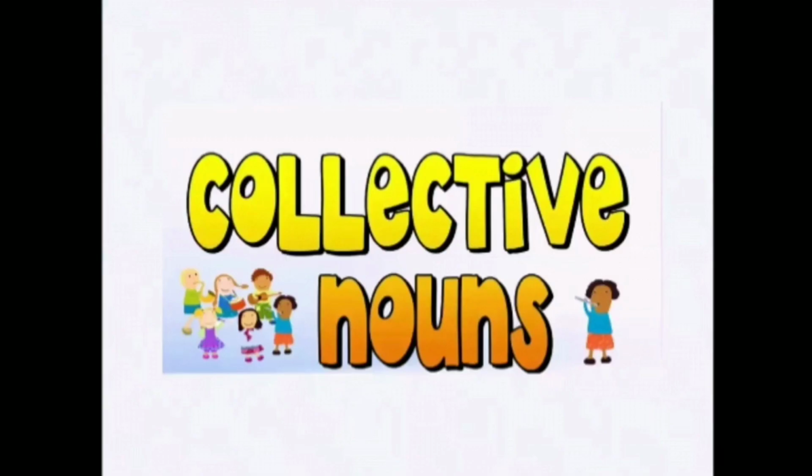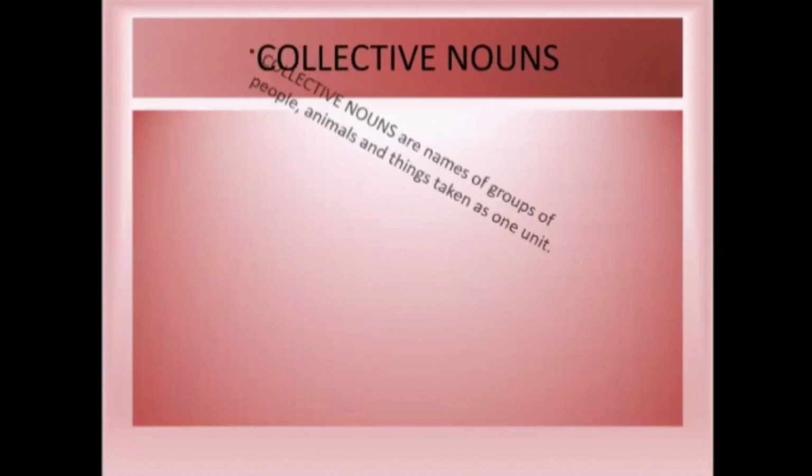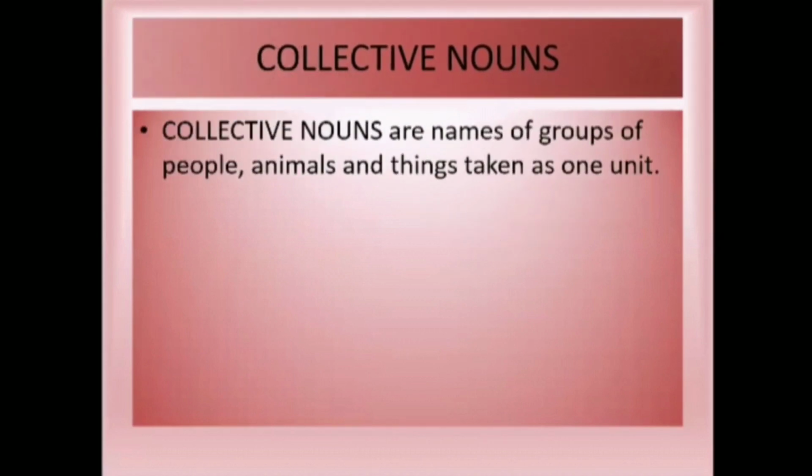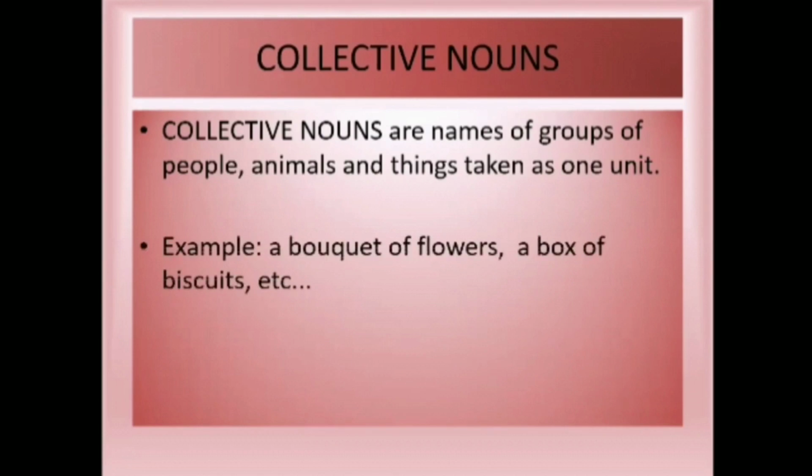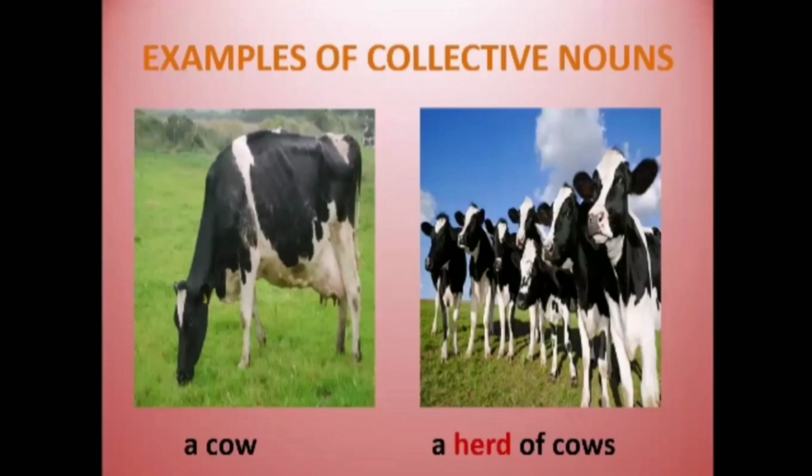Next, the third kind is collective nouns. Let us see which are those. Collective nouns are names of groups of people, animals, and things taken as one unit. For example, a bouquet of flowers, a box of biscuits, etc. Here are some more examples of collective nouns.